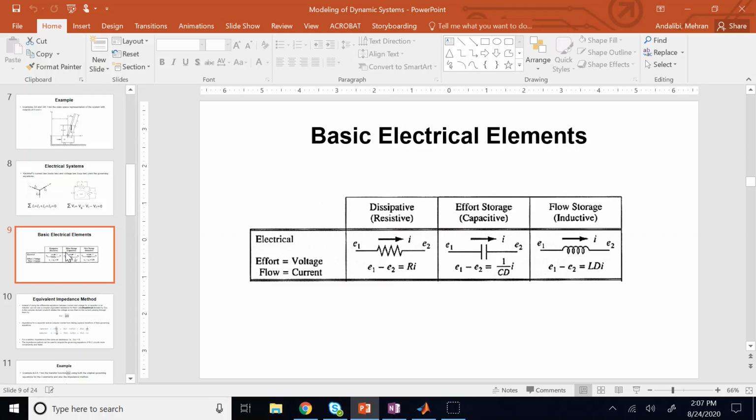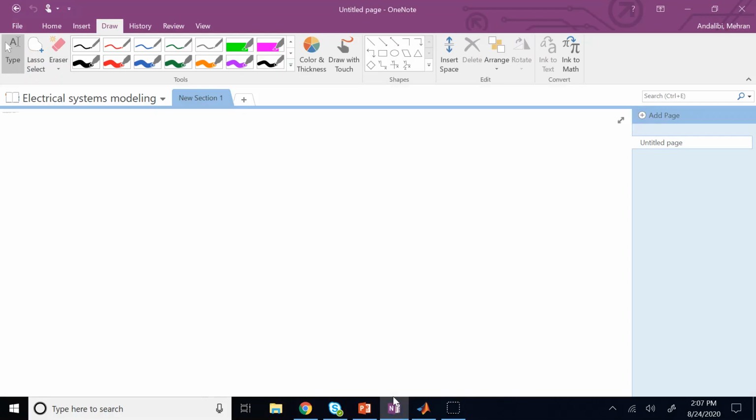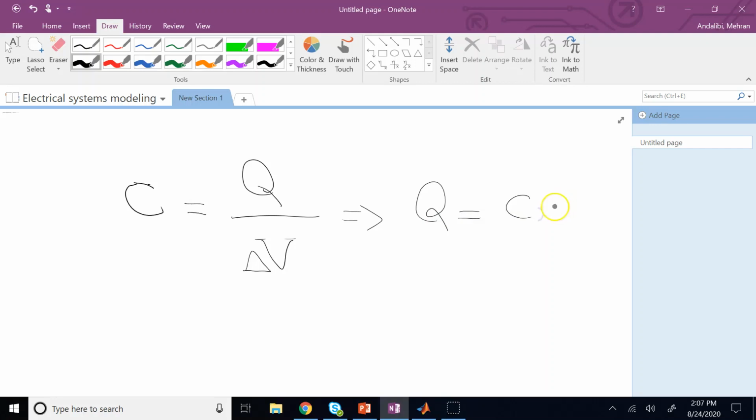For a capacitor, if you remember the laws for the capacitor, the definition of capacitance is C equals Q over V, or delta V, where delta V is the voltage across the two plates of the capacitor and Q is the charge on either of the two plates. The ratio we call capacitance.